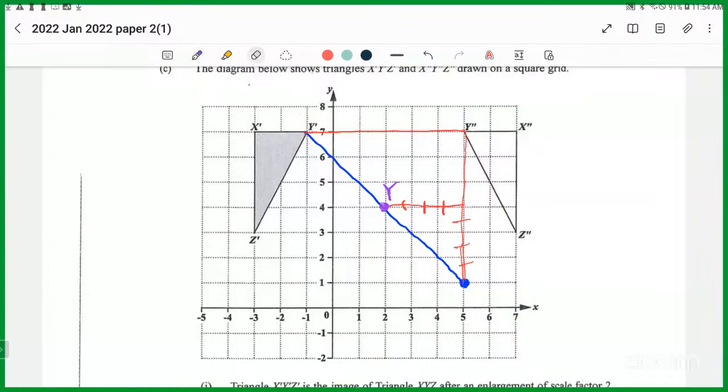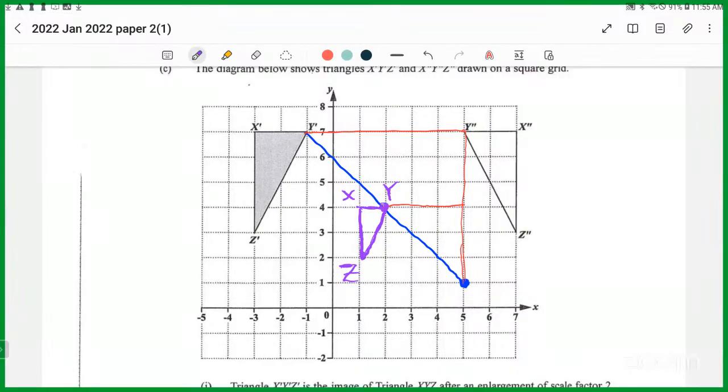We just need to draw a triangle that is half of this size, with the y prime being here. So this length is 2, so we're halving that. So this is where x was. And this length around here is 4, and we're going to half that and put it at 2. So that's where z was. That's my triangle right there.